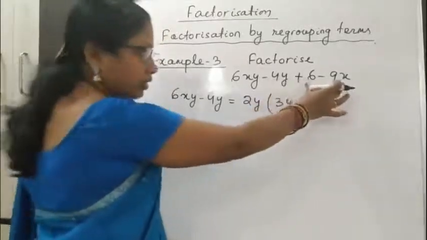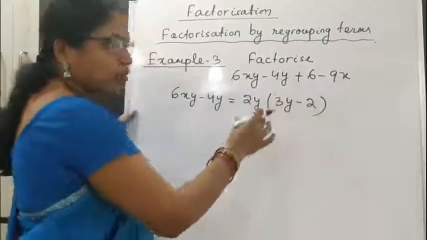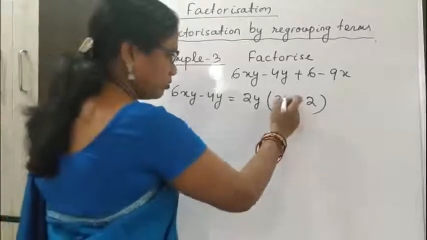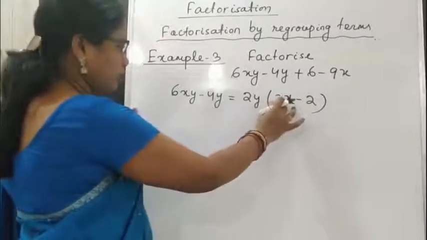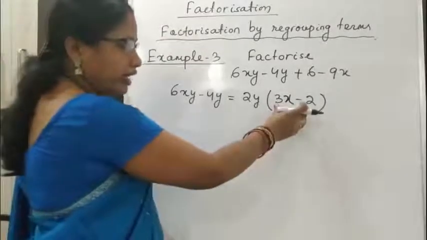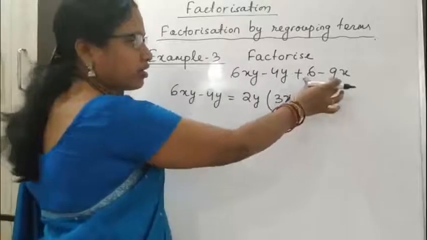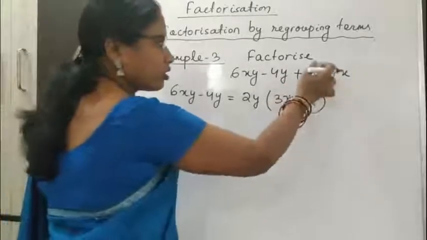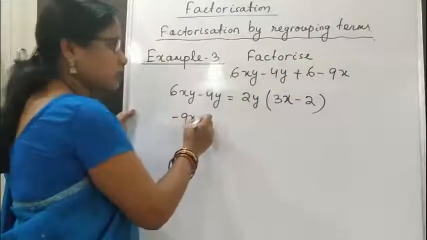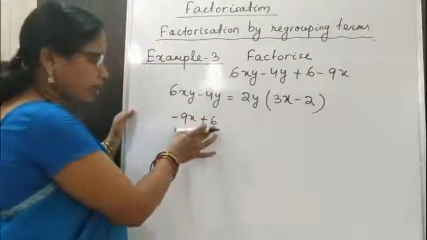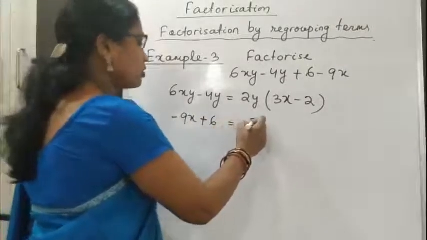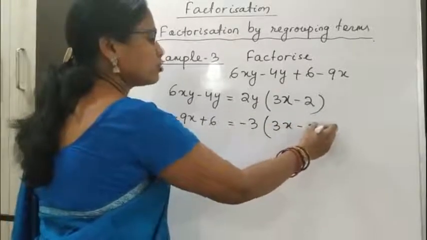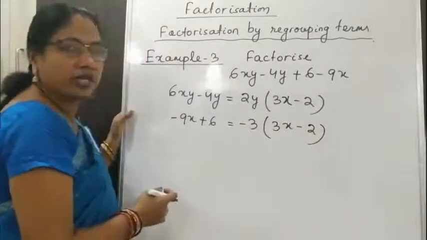From the last two terms, if we want to get 3x minus 2 as a factor, then we have to alter the terms as minus 9x plus 6. Here the common factor is minus 3. So this is equal to minus 3 whole into 3x minus 2. Here we get the common factor 3x minus 2.